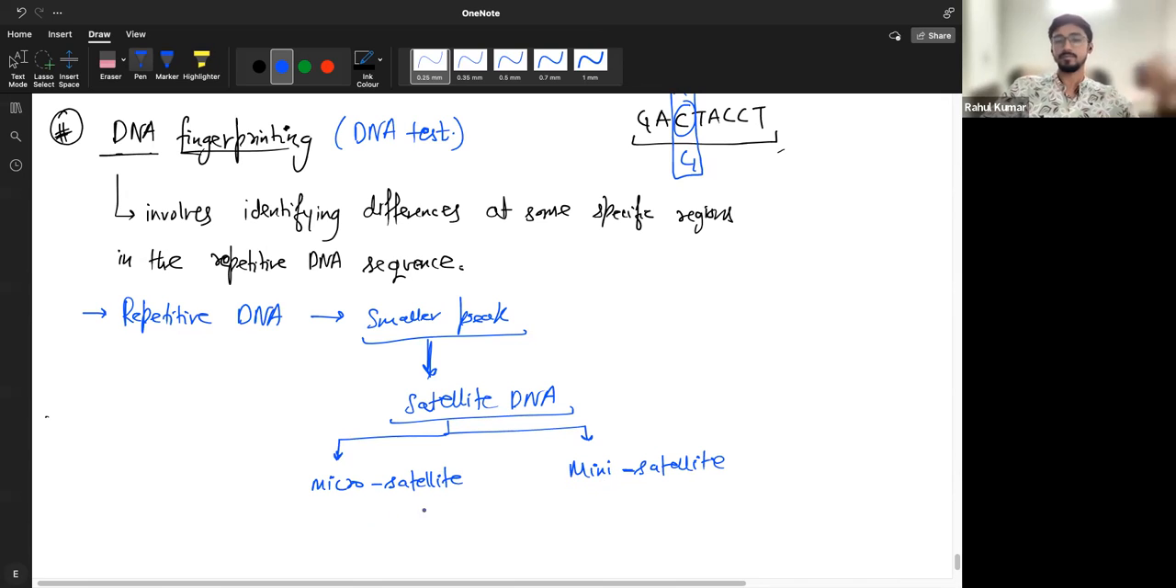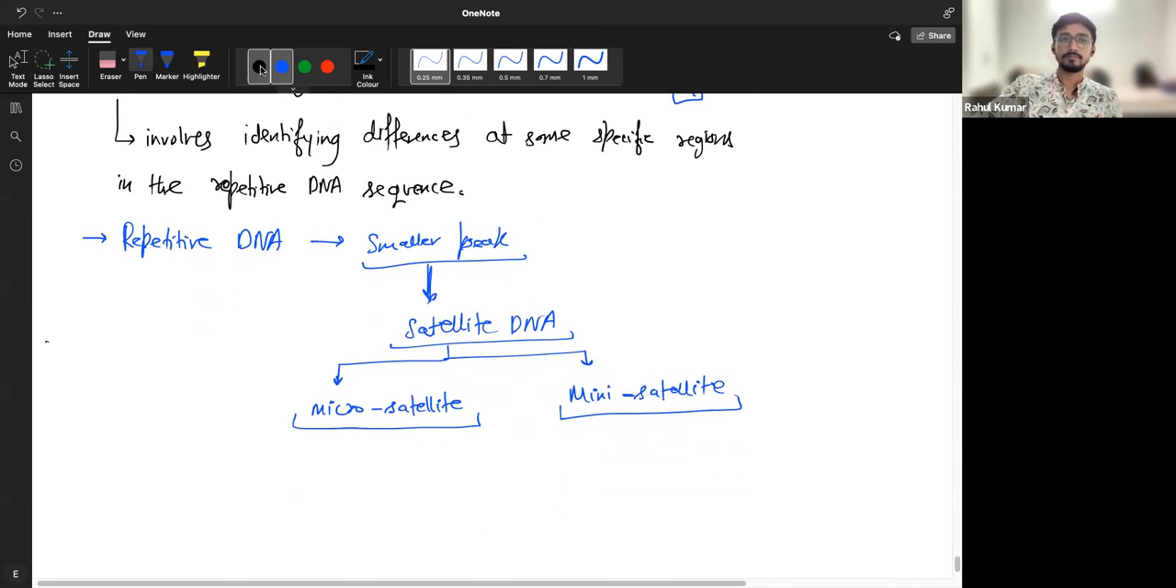So microsatellites have smaller repetitions, smaller sequences that repeat. Minisatellites have slightly bigger ones, but that's not something you have to worry about. You have to know that both of them, whether micro or mini, basically the satellite DNA itself, do not code for any protein ever.